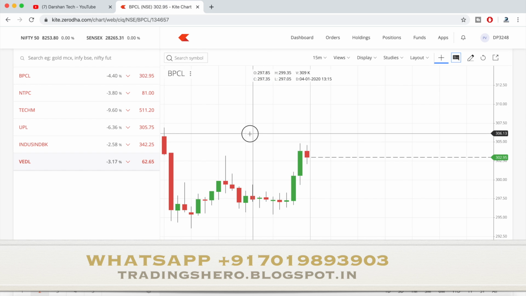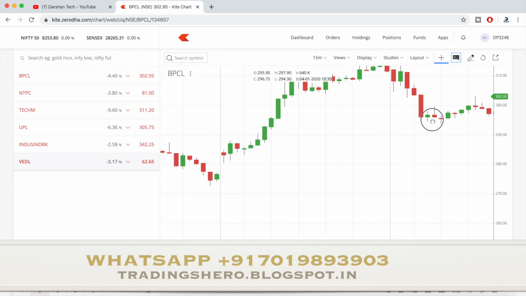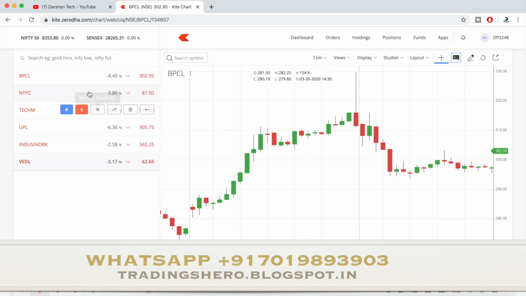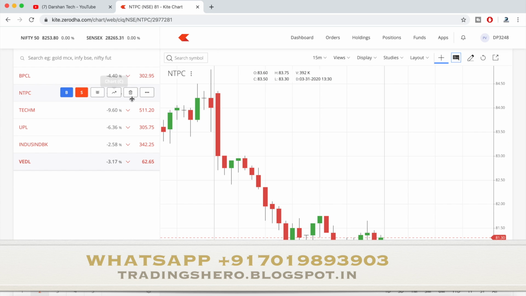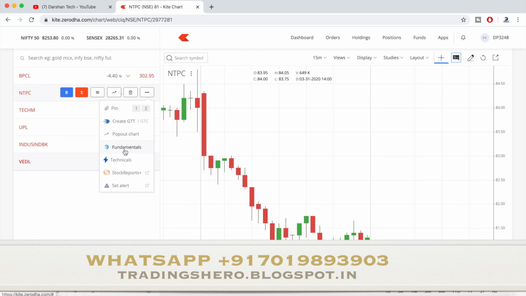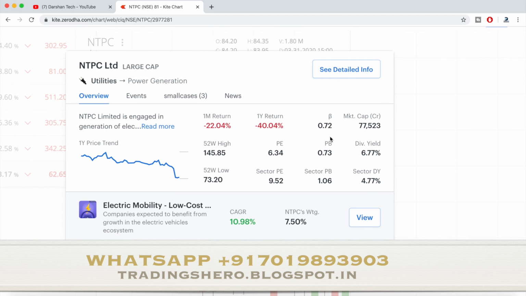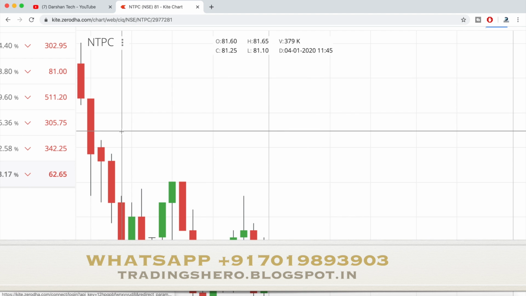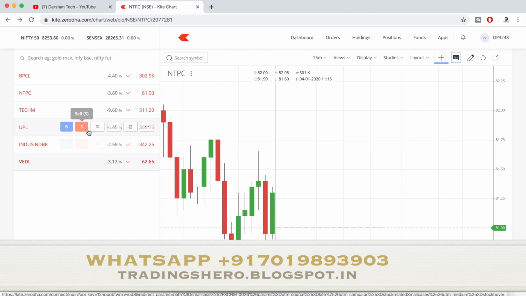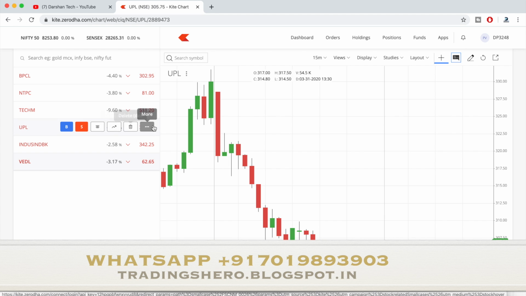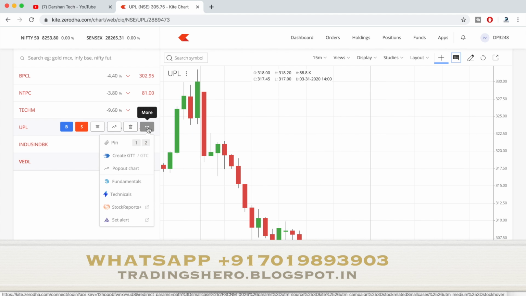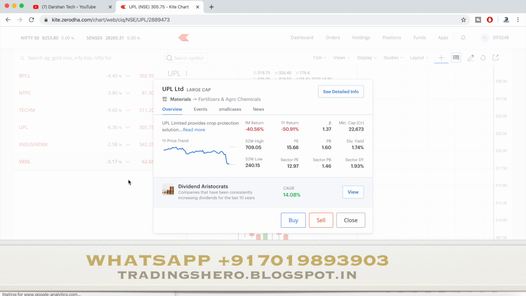Here you can see the chart of BPCL, how the movement is every day. And let's go to NTPC. Here, if you click on fundamentals, this beta is 0.72. As you can see, the movement will be lower in NTPC because the beta is lesser. So basically, if the beta is more, you'll have good volatility and good movement in the stocks when you're trading.